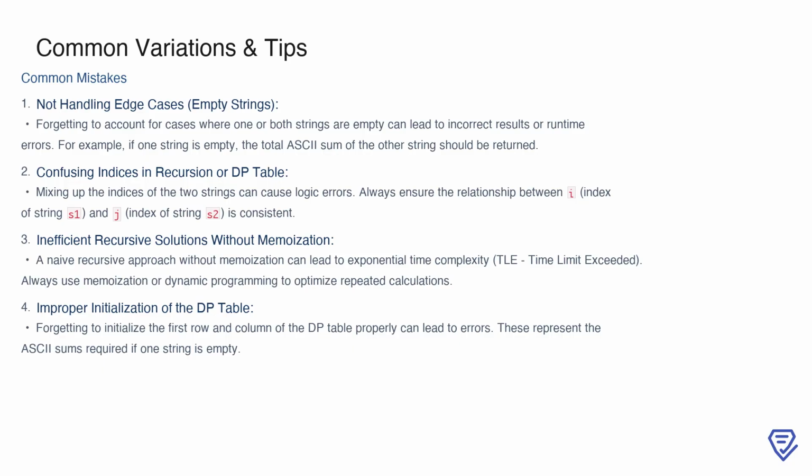Third, relying on a naive recursive solution without memoization is another common pitfall. Without memoization, the solution becomes exponentially slow, often resulting in a time limit exceeded error. Finally, improper initialization of the DP table can cause issues. The first row and column represent the ASCII sums required when one string is empty, so initializing these correctly is critical for the algorithm to work as expected.